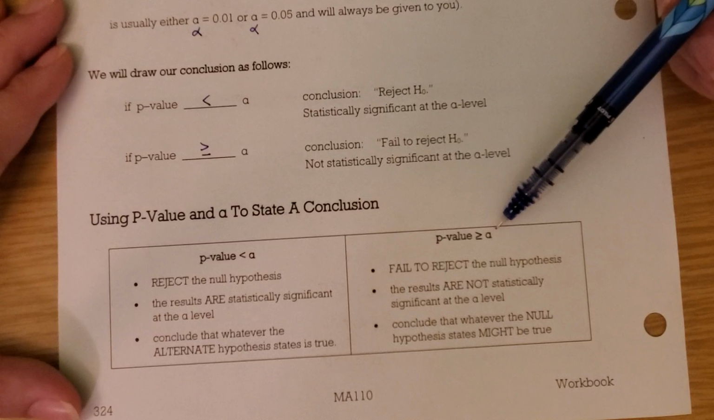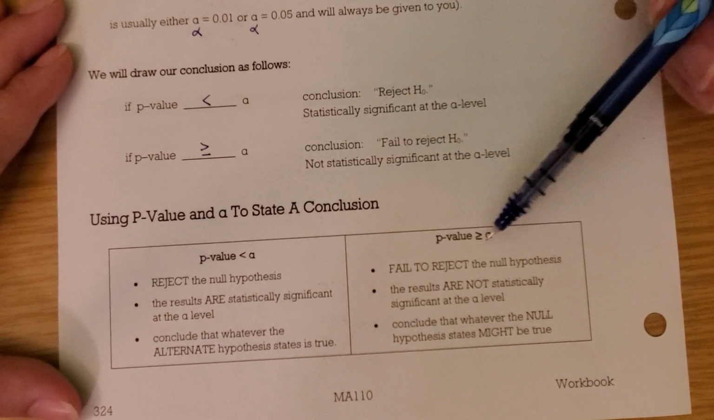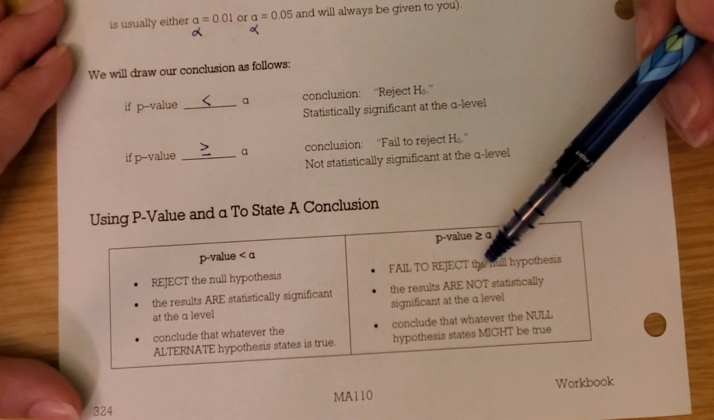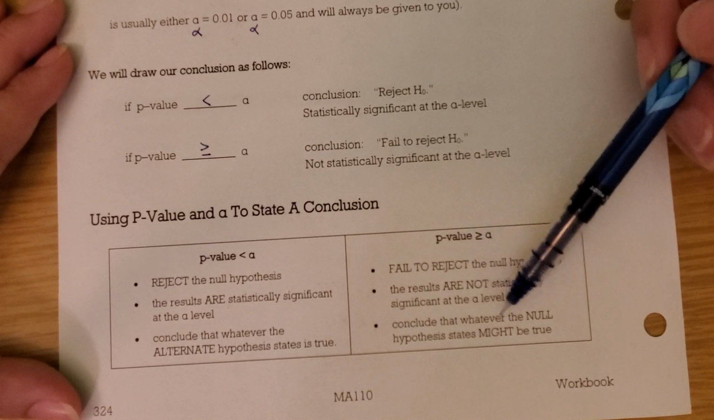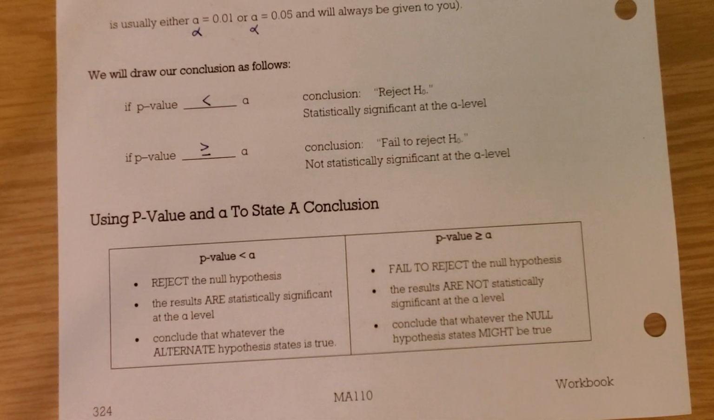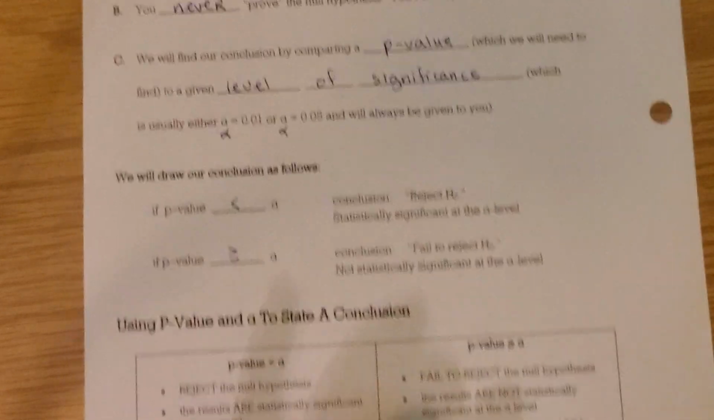If the p-value is greater than or equal to alpha, however, you're going to fail to reject the null hypothesis because the results are not statistically significant. And your conclusion is that whatever the null hypothesis says is likely true. It might be true. Again, we can't say definitively that it is true because you cannot prove a null hypothesis, but we can say that our evidence supports it being true. So let's look at an example of how I might ask you questions about drawing a conclusion.